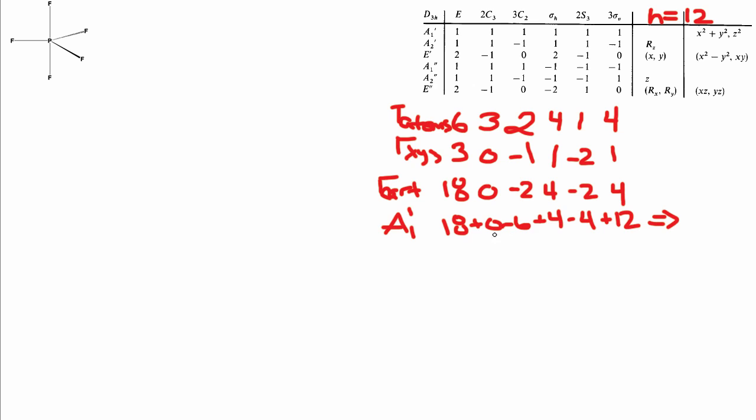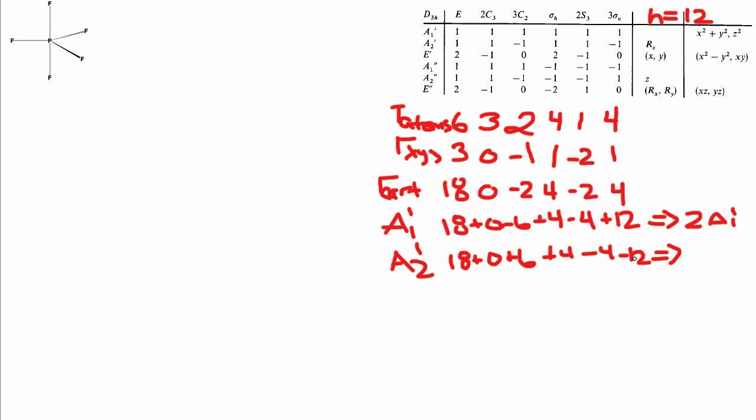And so if we work our way through all of this, what we'll get is that we should end up with 2 A1 prime irreducible representations within the Cartesian system. So next we can go through the A2 prime, and in that case we now have 18 plus 0 plus, now we switch to a minus 1 right here, so this becomes positive 6 plus 4 minus 4, and now this becomes a negative, and so we have minus 12.